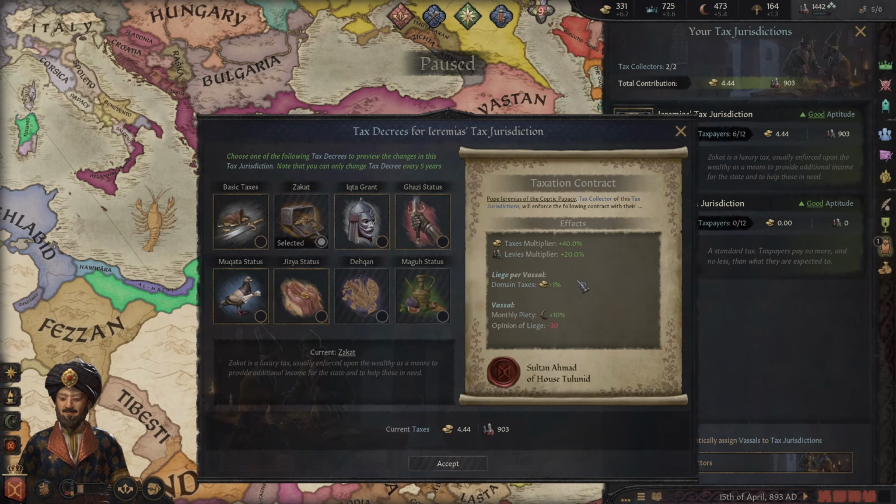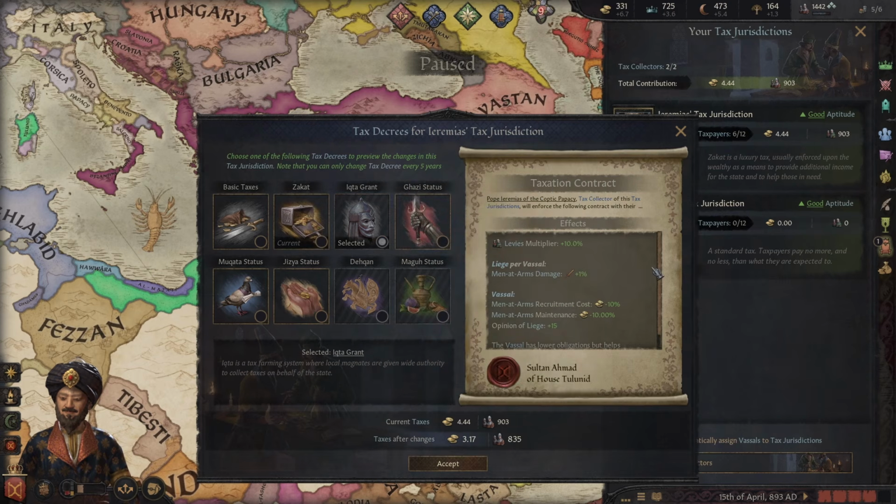Zakat, basically a tax on the rich, which gives you more gold from your subjects and more gold from your personal domain, depending on how many Zakat taxpayers you have. But every Zakat taxpayer gets a negative 30 opinion with you. Ikta, where they give you less gold and levy, but you get a bonus to your men-at-arms damage. And they get plus 15 opinion with you and a discount to their men-at-arms.